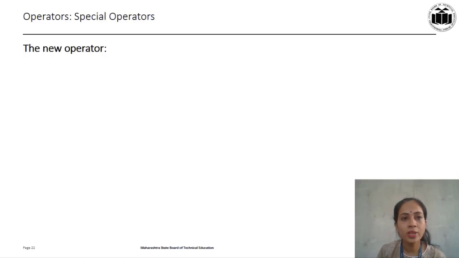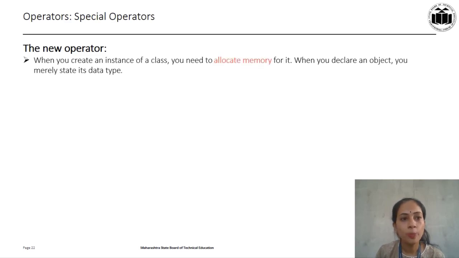Our next operators are special operators. First one is the new operator. The new operator is used to allocate memory to an object. When you create an instance of a class, you need to allocate the memory for that.